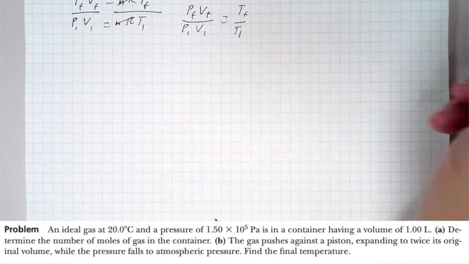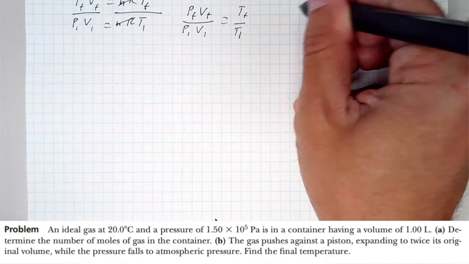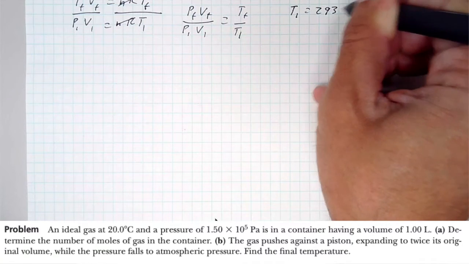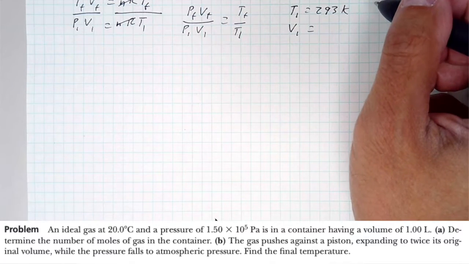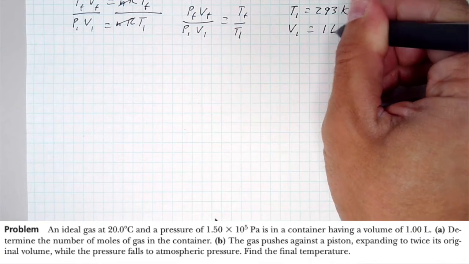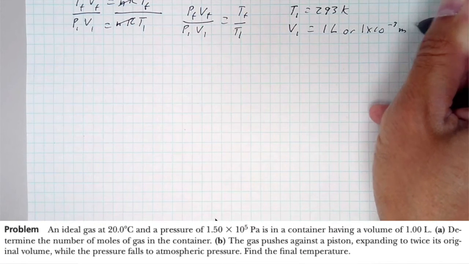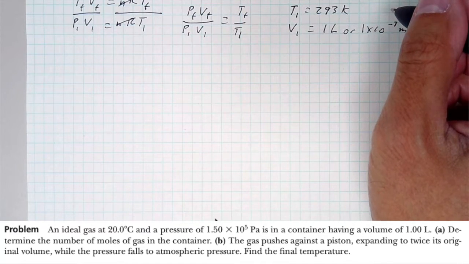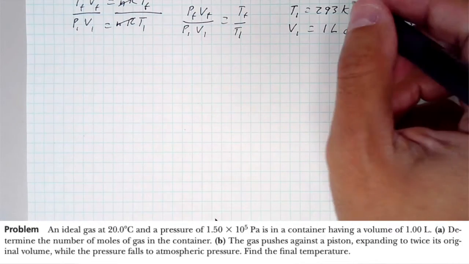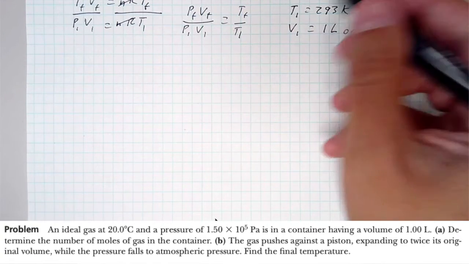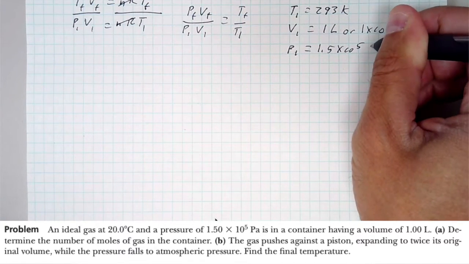So let's write out what we know and what we don't know. We know that our T initial was equal to 293 Kelvin, right? We also know that our V initial was equal to 1 liter, or 1 times 10 to the negative third meters cubed, okay. And I forgot about pressure. Our pressure initial was equal to 1.5 times 10 to the 5th pascals, okay?